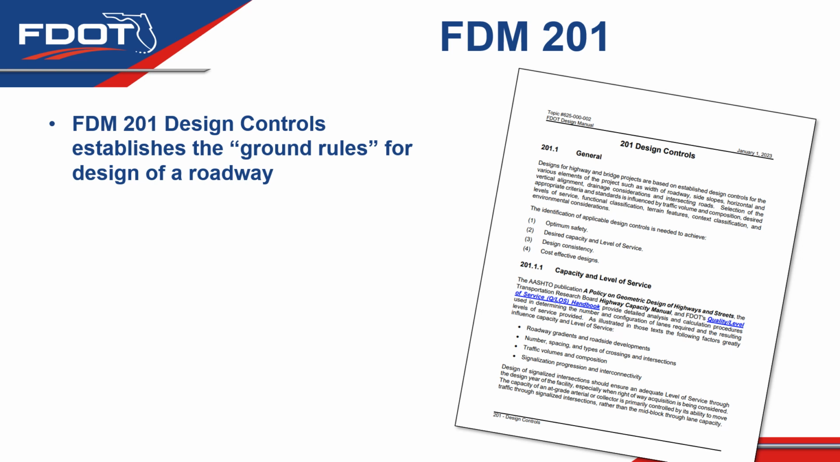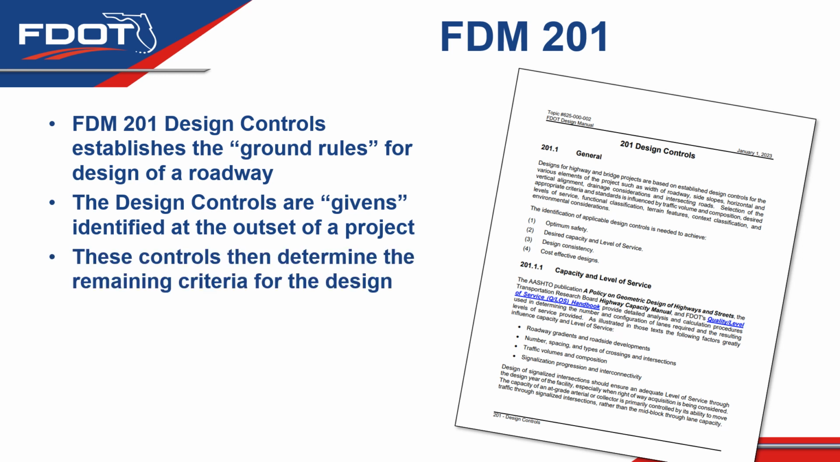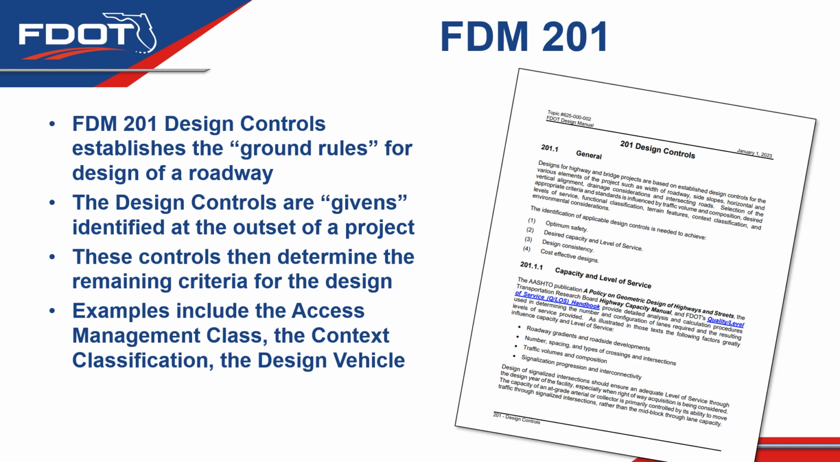FDM 201 Design Controls establishes the ground rules, if you will, for the design of a roadway. The design controls are sort of like givens that are identified at the outset of a project. And then these controls determine the remaining criteria that are used for the design. So they're pretty important. They set the initial conditions under which the project is going to be designed. Some examples of design controls that you'll find in this chapter include things like the access management class, the context classification, the design vehicle, and also the design speed.